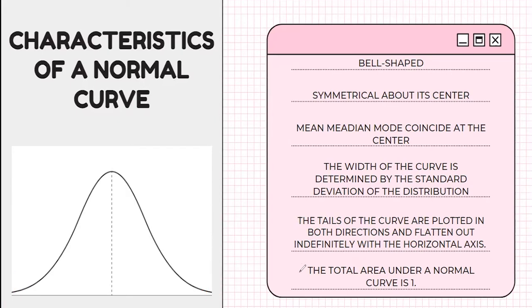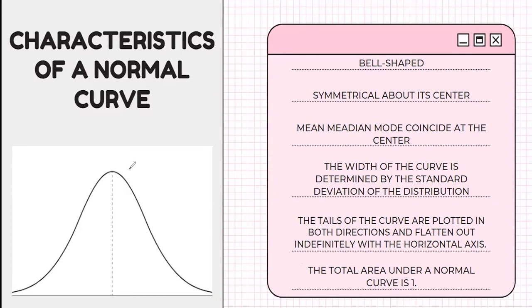Lastly, the total area under a normal curve is 1. This means that the normal curve represents the probability or the proportion or the percentage associated with a specific set of values. Standard normal curve is a normal probability distribution that has a mean of 0 and standard deviation of 1.